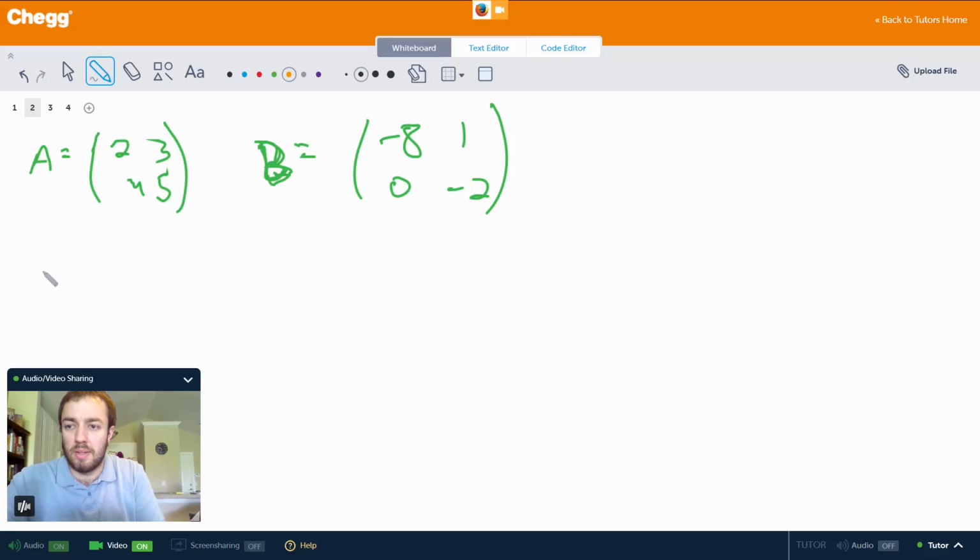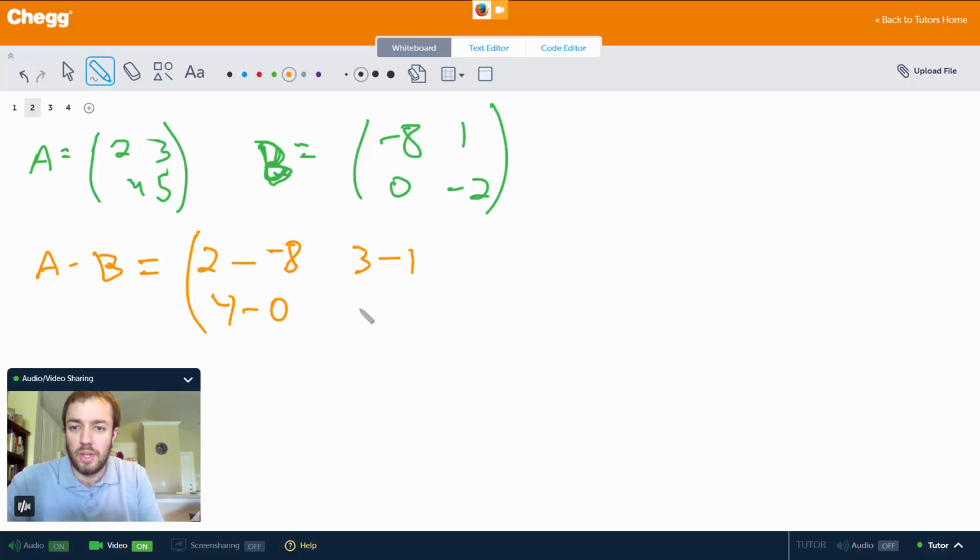For A minus B, we're essentially just going to do exactly the same thing, but instead of adding each corresponding entry together, we're just going to subtract. So first is going to be 2 minus -8, and then 3 minus 1, and then 4 minus 0, and then 5 minus -2. Now, 2 minus -8 means 2 plus 8, which is 10. 3 minus 1 is 2. And 4 minus 0 is 4. And 5 minus -2 means 5 plus 2, which is 7.